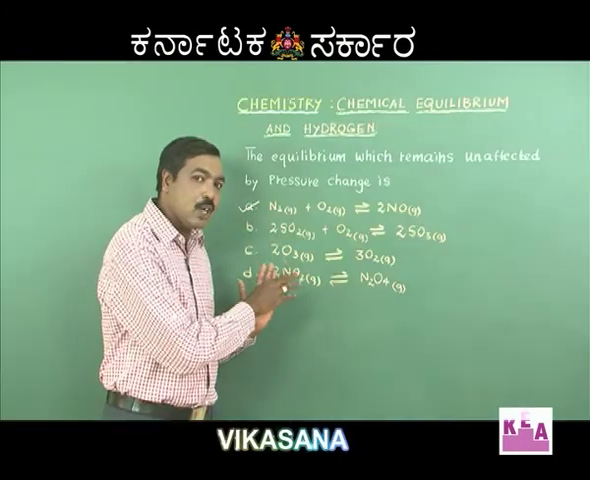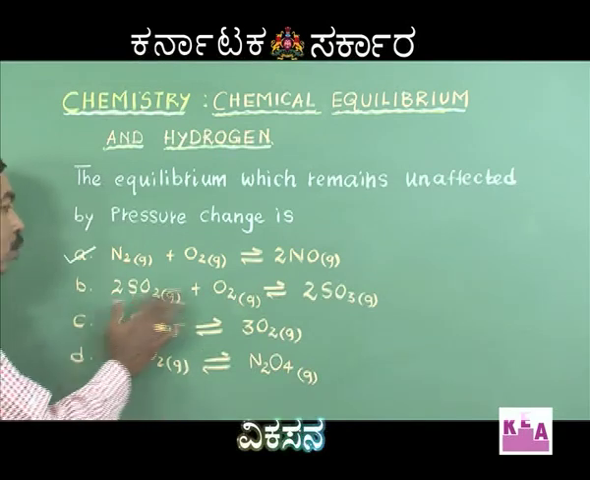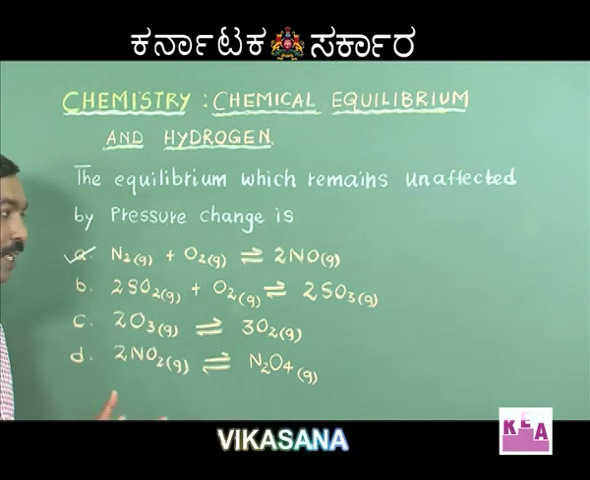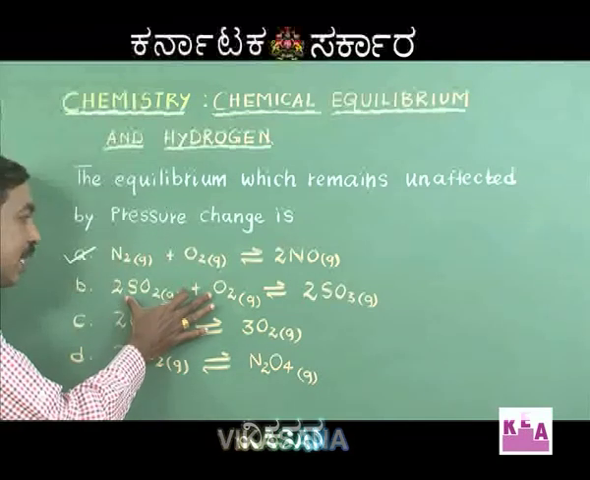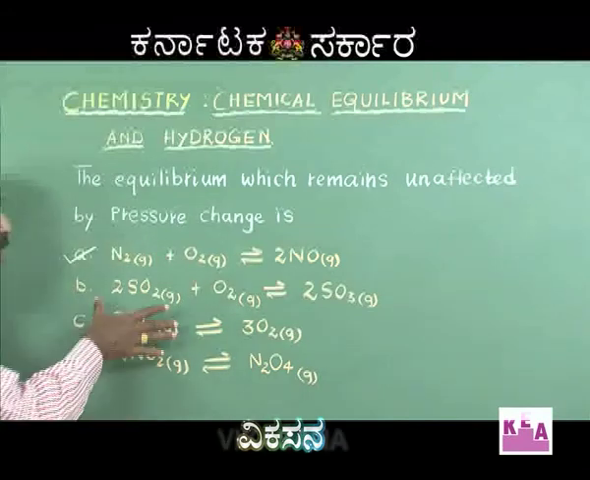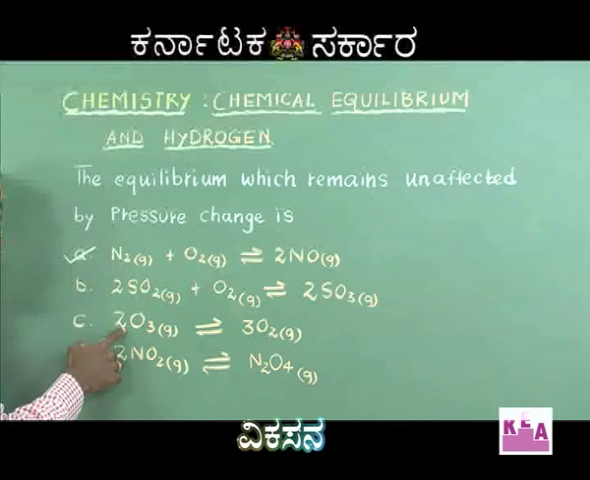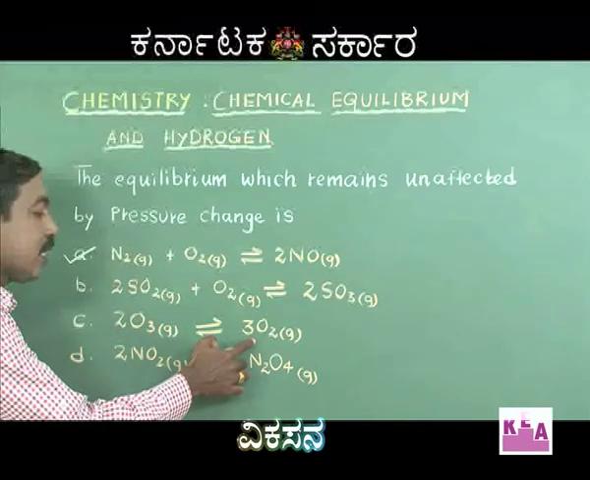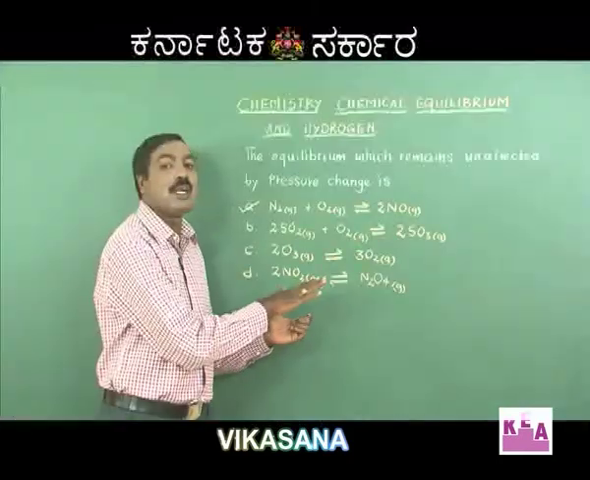Let's also look into the other options that we have. In option B, analyzing again, the total number of moles of gaseous reactants that I have is 2 plus 1, 3, whereas the number of moles of the gaseous products happens to be 2. The number of moles of the gaseous reactants is greater than that of the products. Therefore, high pressure would favor the forward reaction. Then what about option C? The number of moles of the gaseous reactants happens to be 2. The number of moles of the gaseous products happens to be 3. Low pressure would favor the forward reaction.